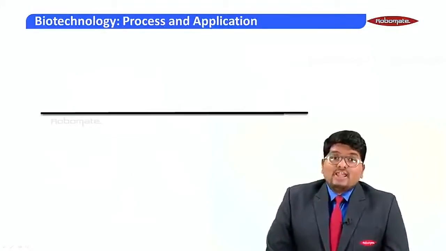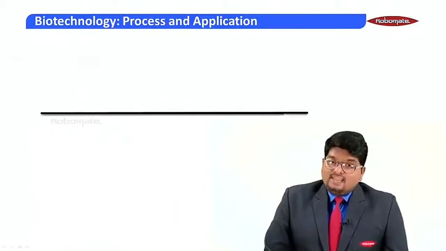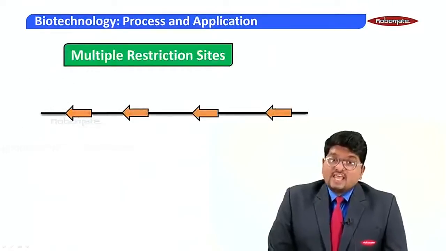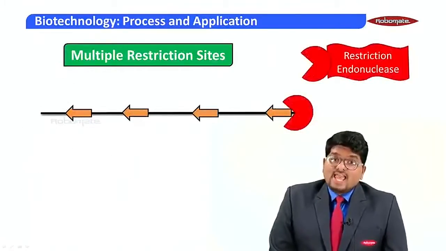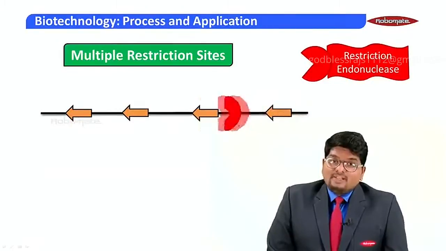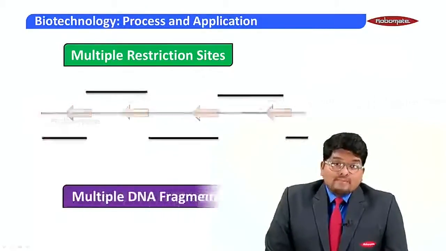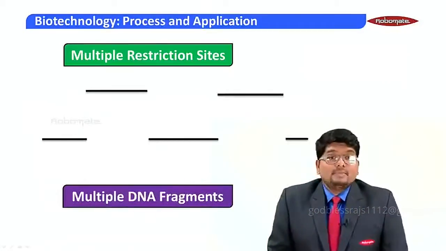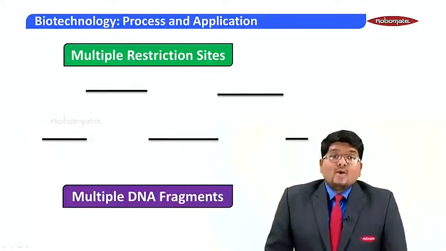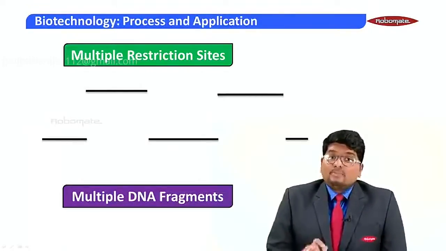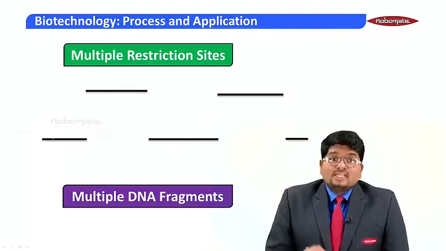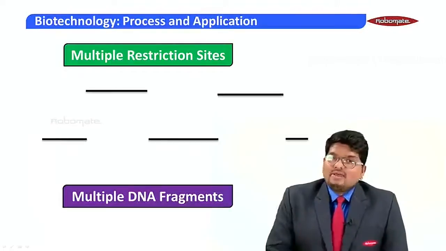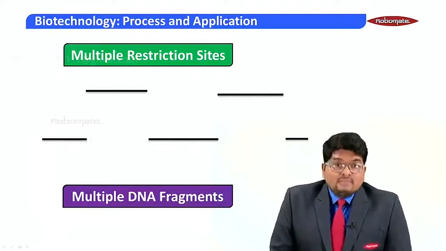Now let us move ahead and take a look at this single DNA molecule. What you see here are multiple restriction sites. So when we have multiple restriction sites and a restriction endonuclease acts upon it, we will get multiple fragments. The presence of multiple restriction sites will give rise to multiple restriction fragments, and whenever a particular DNA molecule is cut with the same restriction enzyme, it will always give the same number of restriction fragments. So remember that, students.